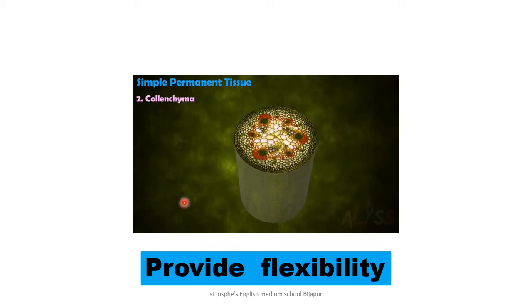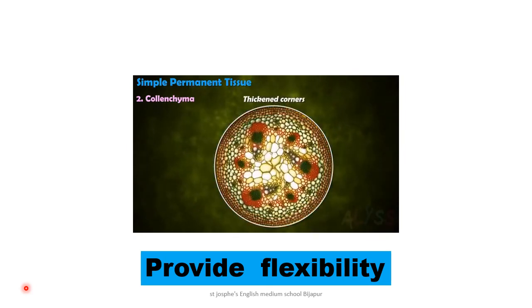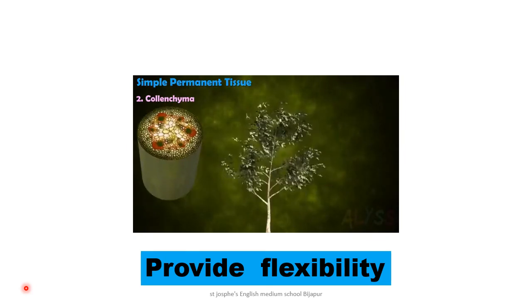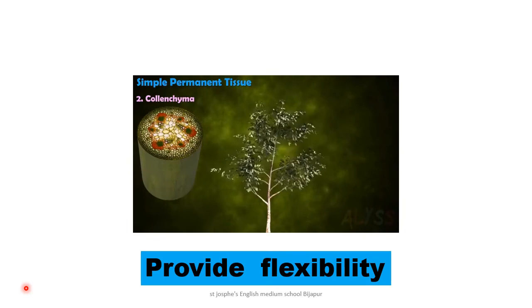You can observe this in this particular GIF. They can easily bear the strong wind without breaking. So collenchyma is the second simple permanent tissue in the category, which provides flexibility to the plant.